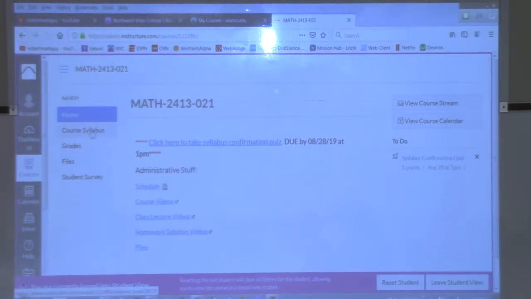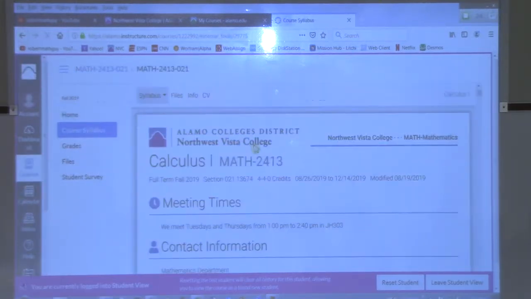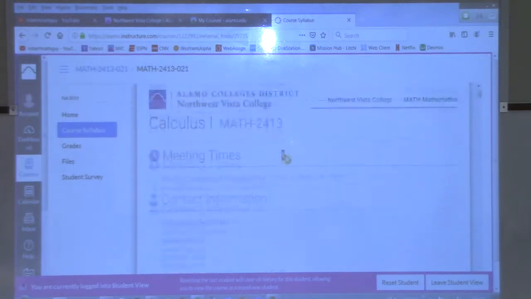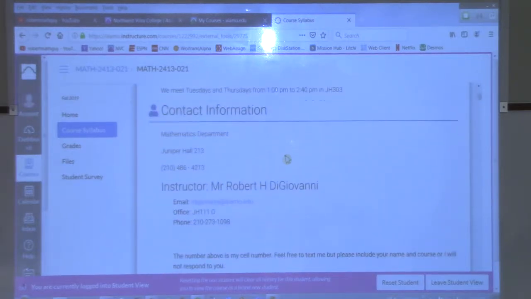Let's just go straight to the syllabus. Again, I don't want to read this because you can all read. The main things: my name is Robert D'Giovanni. I'm a full-time instructor here, so sometimes in college you'll take a class and you'll have an adjunct instructor, which means that they're part-time, which means it'll be kind of maybe hard to meet up with them. They may not have office hours.